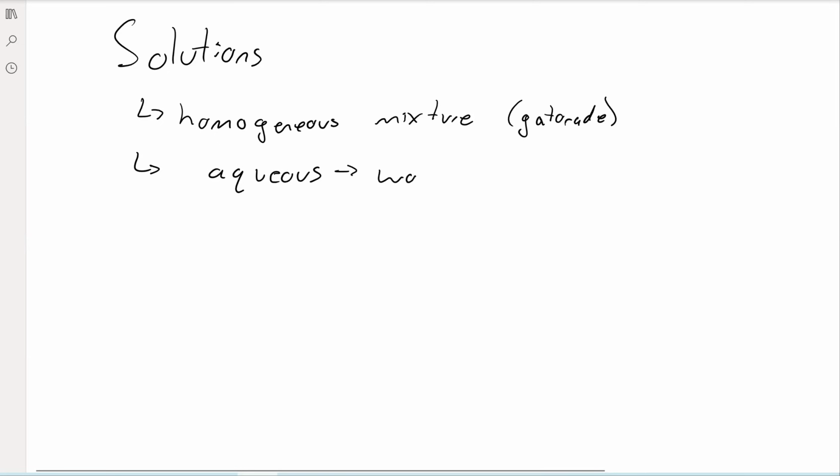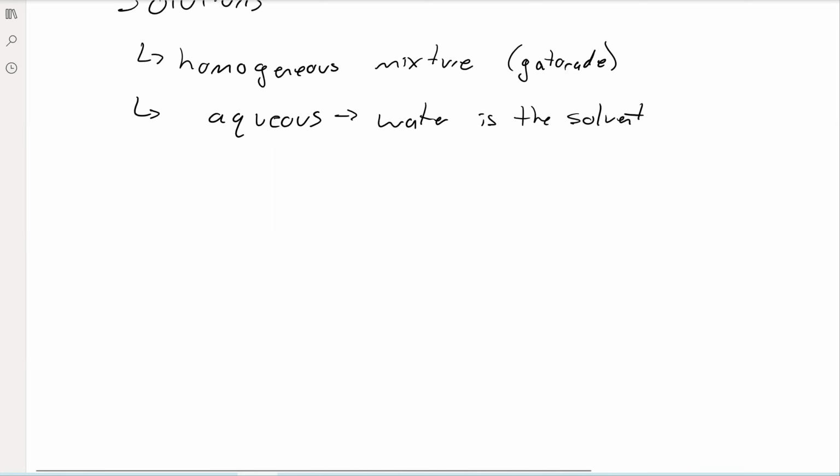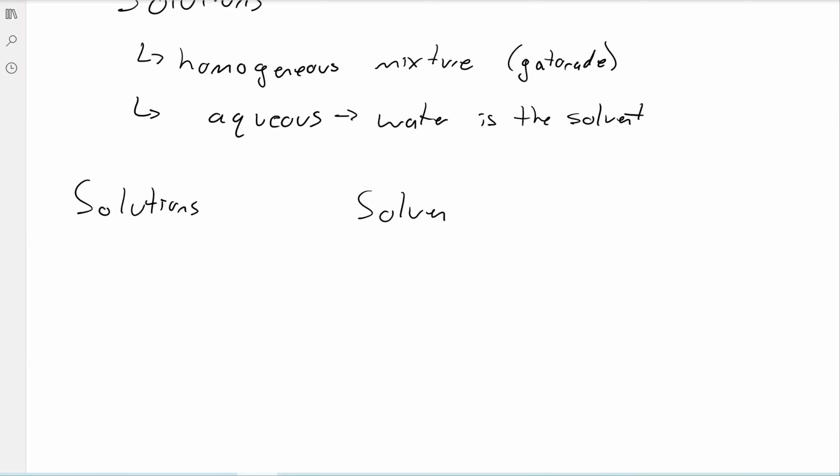Right, so that just means that water is the solvent. And so we can have all kinds of different types of solutions, right? So let's take a look at some different solutions. And then we have two components of a solution. There's the solvent and then the solute. The solvent is the major component, and the solute is the minor component.